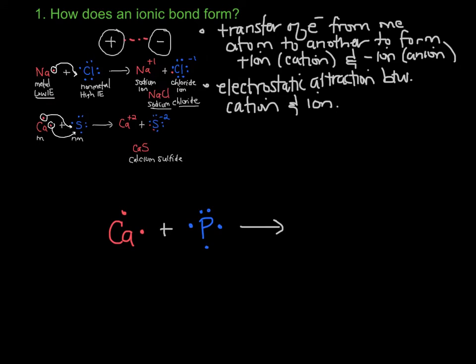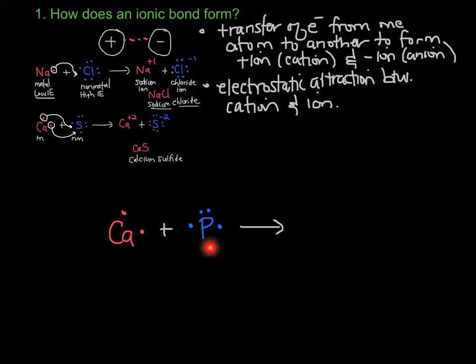All right, let's do a little bit more complicated one. So here we have calcium and we have phosphorus. Now you'll notice that calcium has 2 valence electrons to give, and if it gave those electrons away, because it's a metal, it's going to do that, it would end up perfectly happy. It would end up with its octet.